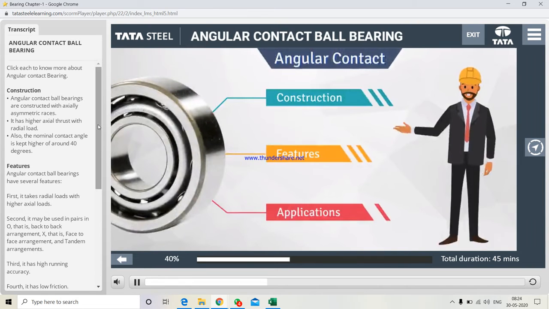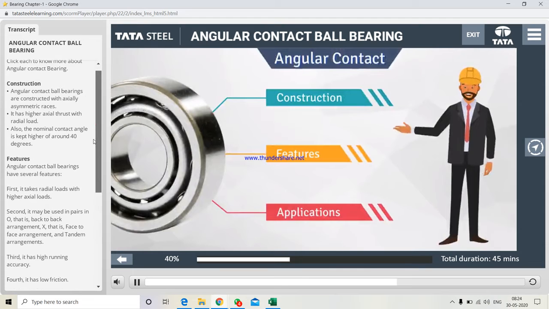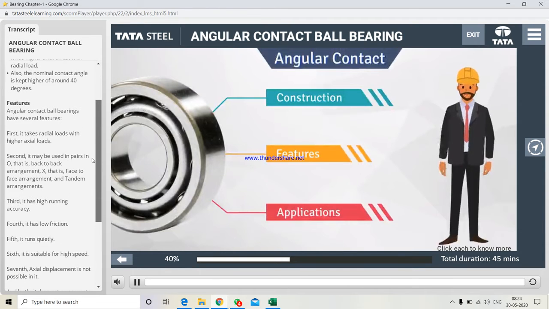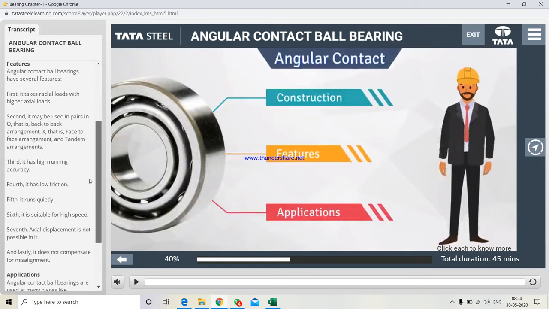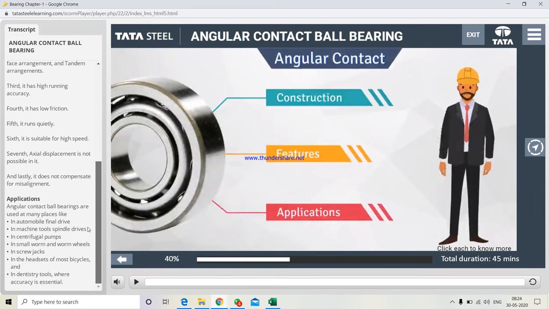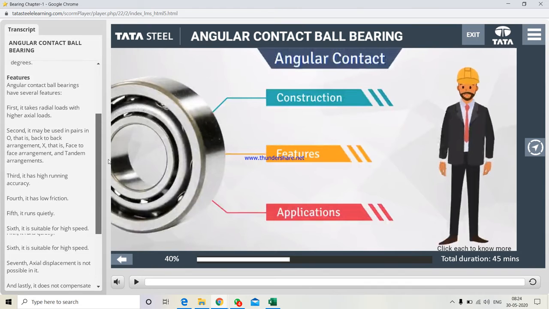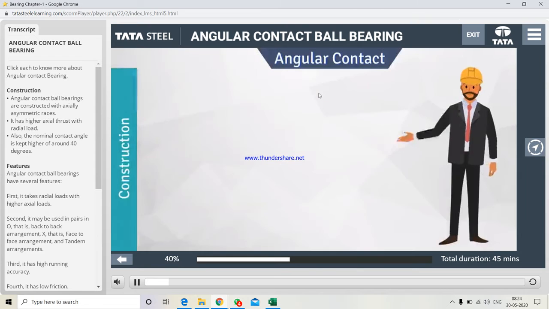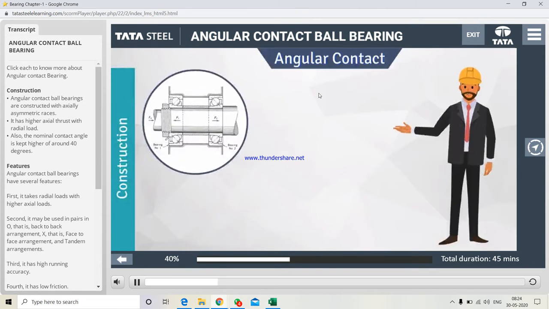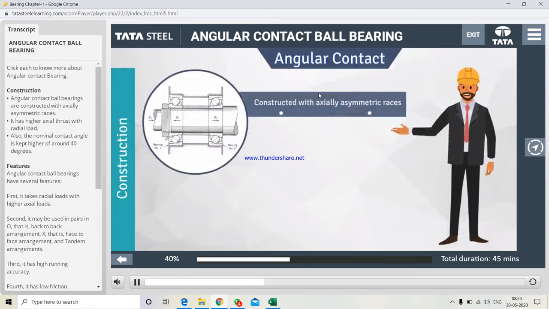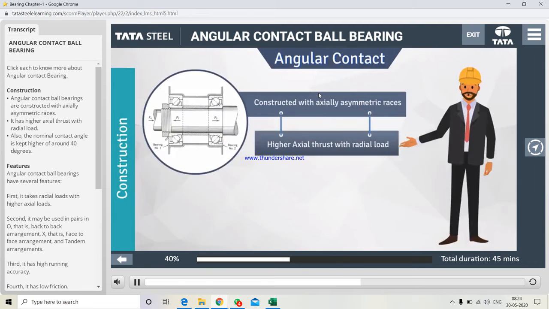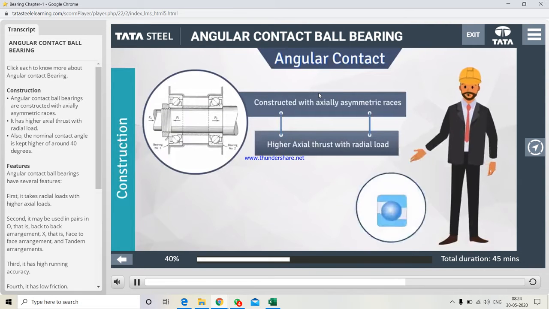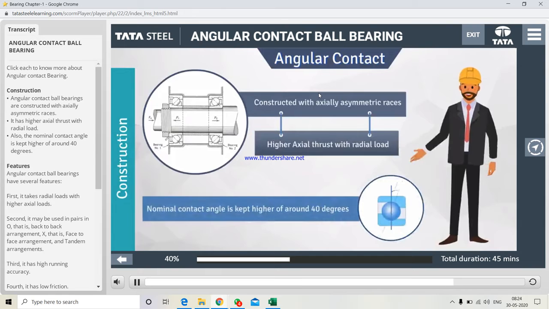Click each to know more about angular contact ball bearing. Angular contact ball bearings are constructed with axially asymmetric races. It has higher axial thrust with radial load. Also, the nominal contact angle is kept higher, at around 40 degrees.